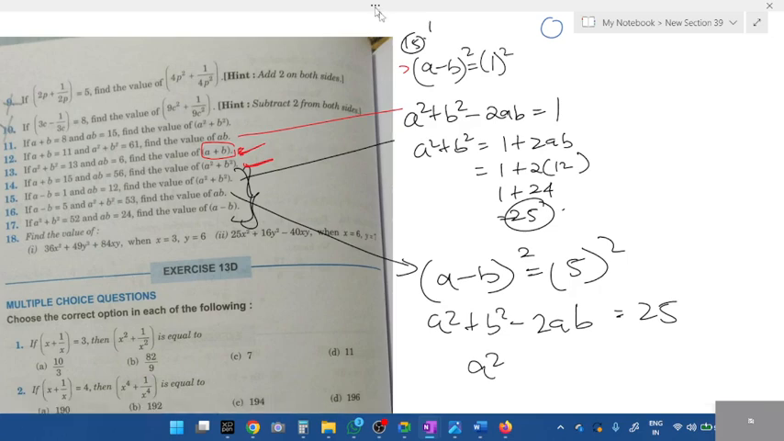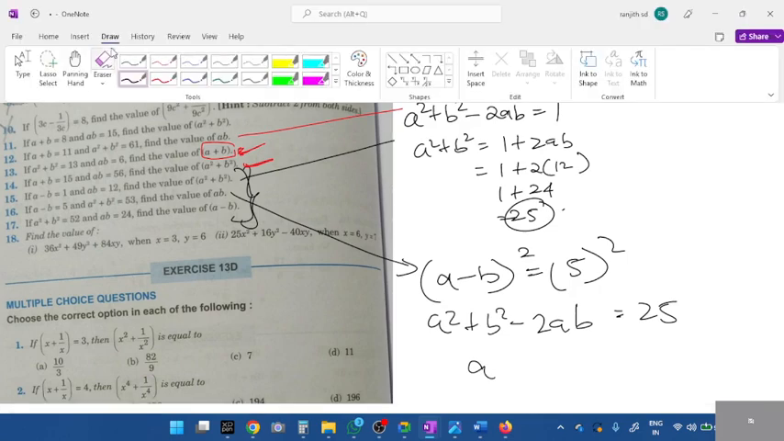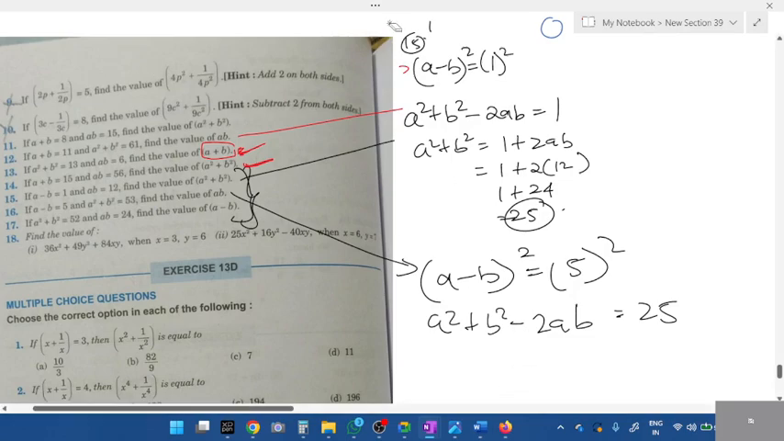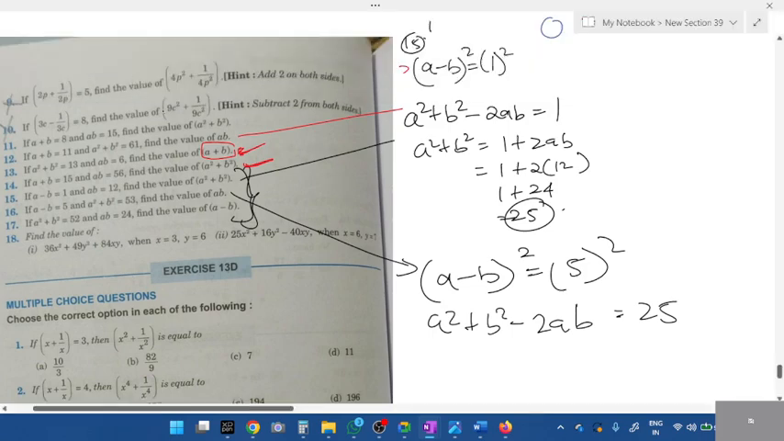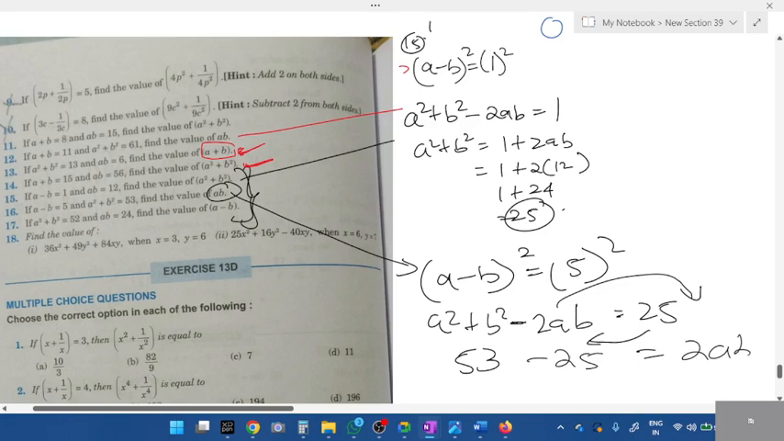It is slightly different. Just a minute. In this equation, what is asked to find? The 16th one. We need to find ab. So if they ask us ab, a square plus b square will be given. What is the a square plus b square value? 53. Shift this to the other side, bring 25 to this side. It becomes minus 25 is equal to 2ab.